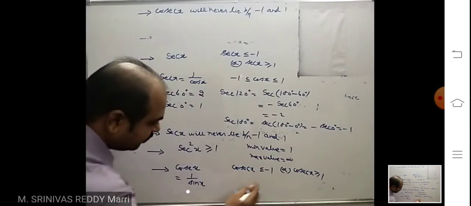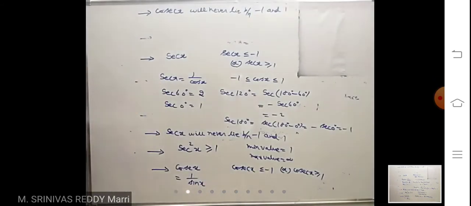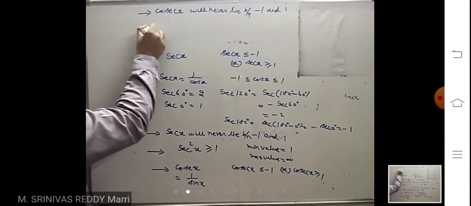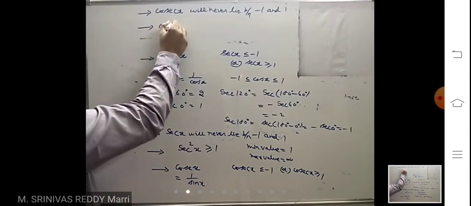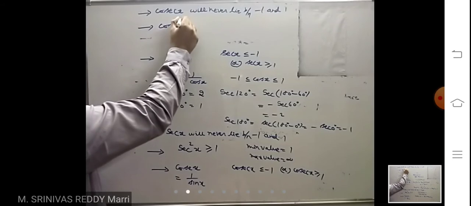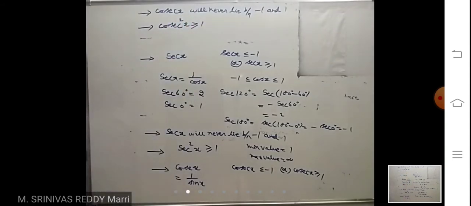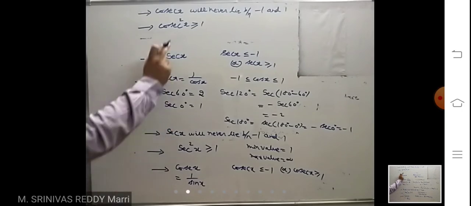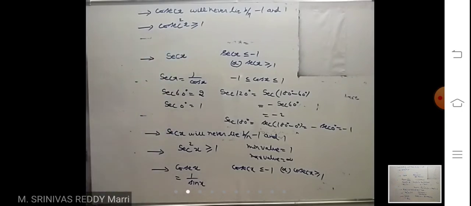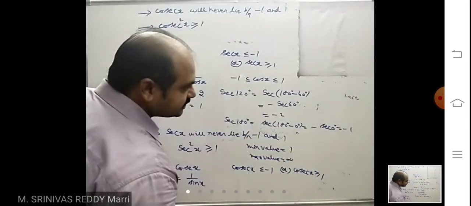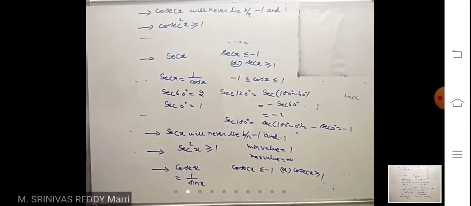So just like that, similarly, cosecant square x. It is what? Greater than or equal to 1. Cosecant square x will always be greater than or equal to 1. Like that, for trigonometric ratios, minimum value and maximum values.